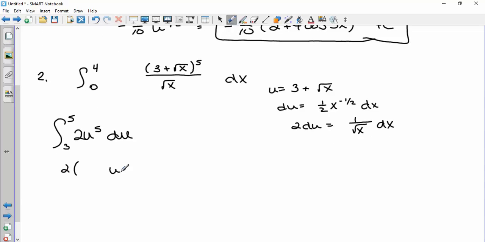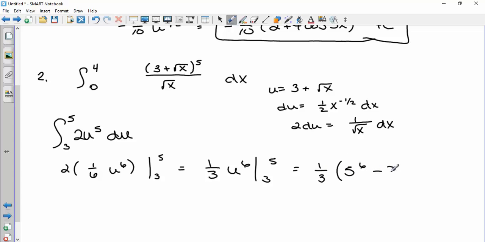So add 1 to your power. It's a 1/6 in front. So we have 1/3 u to the 6th. Since I changed my limits, I don't have to change it back in terms of x. So we just have 1/3 times 5 to the 6th minus 3 to the 6th. And obviously, I made up this problem because it is not very pretty. And we get 14,896 over 3.